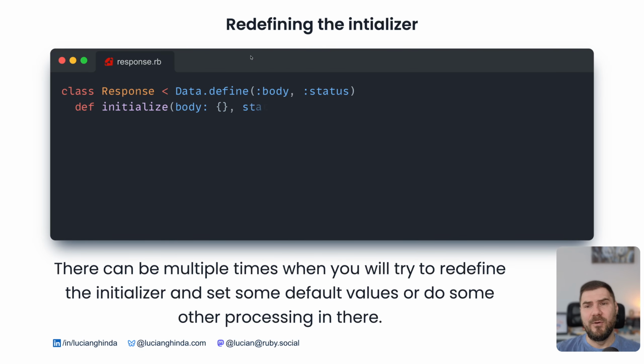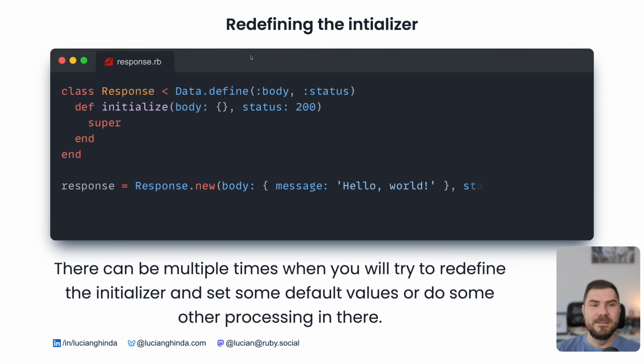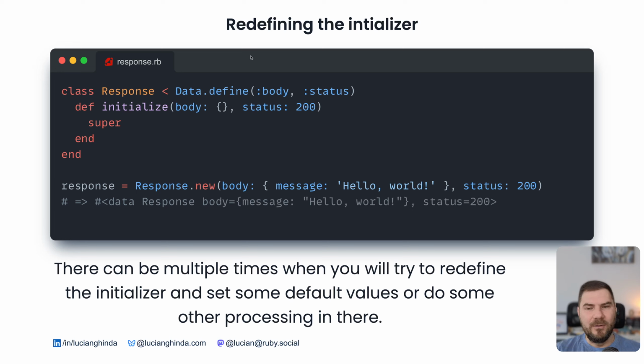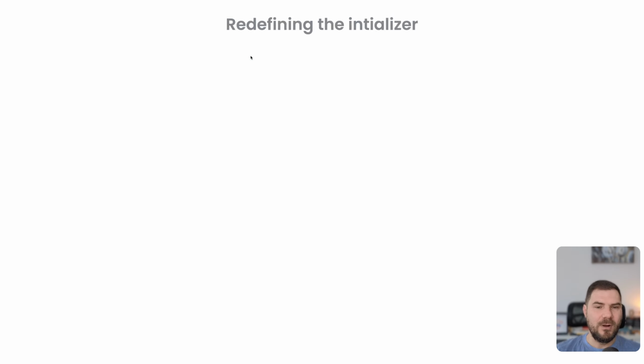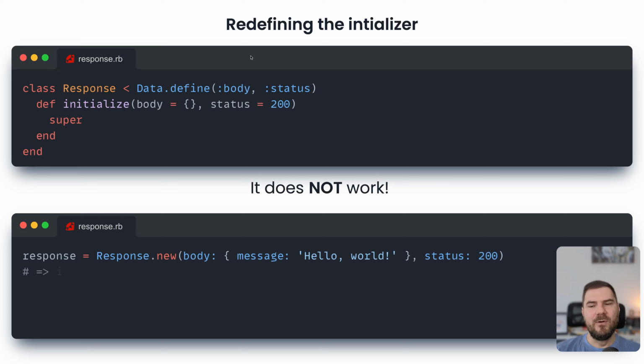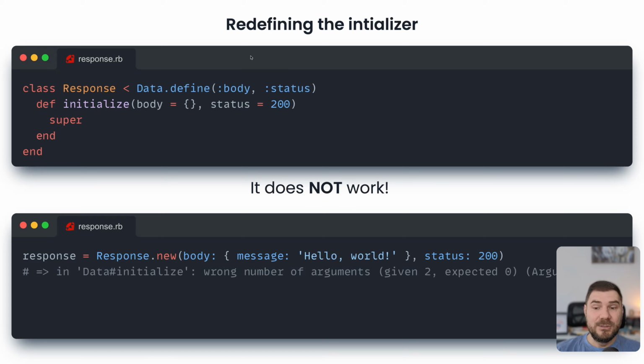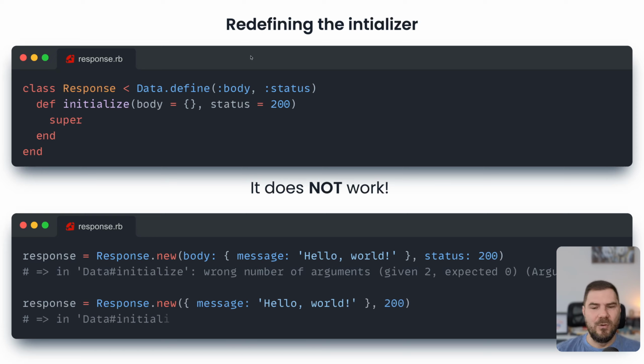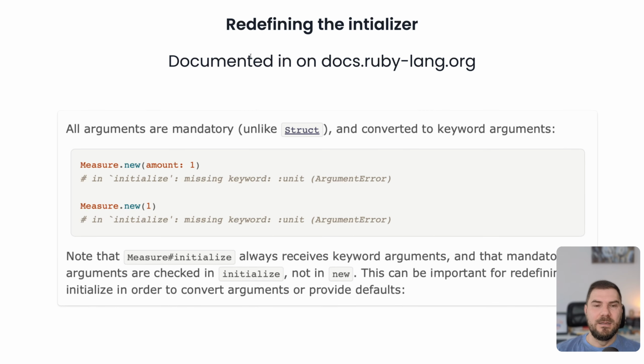And one last thing before we go: redefining the initializer. Maybe you want to redefine the initializer like I did here. If you're redefining it with keyword arguments, this will work. But if you're trying to redefine the initializer with positional arguments, this will not work. You will see that it gives you an ArgumentError. And it does not work even if you try to give it positional or keyword arguments here. This is pretty well documented in the Data class docs on ruby-lang.org, and it says here that initialize always should receive keyword arguments.